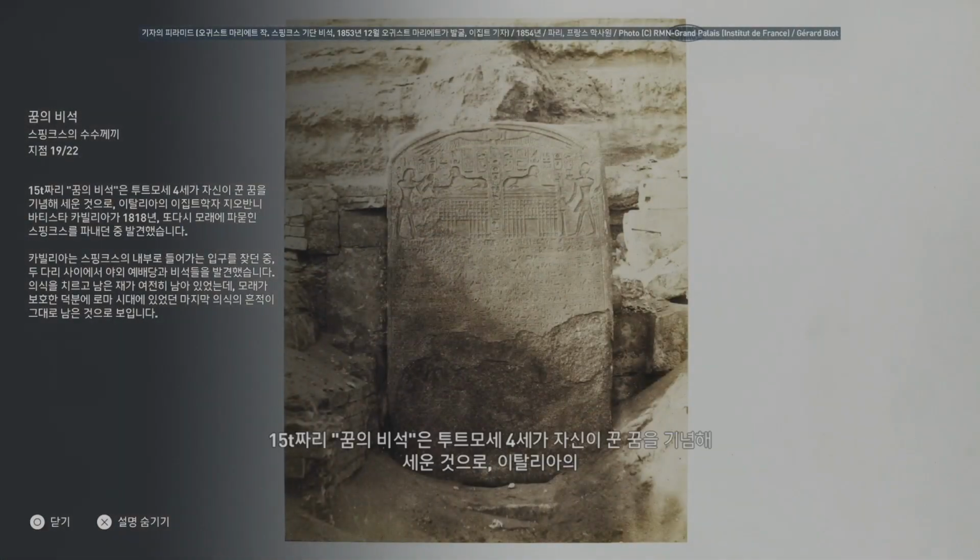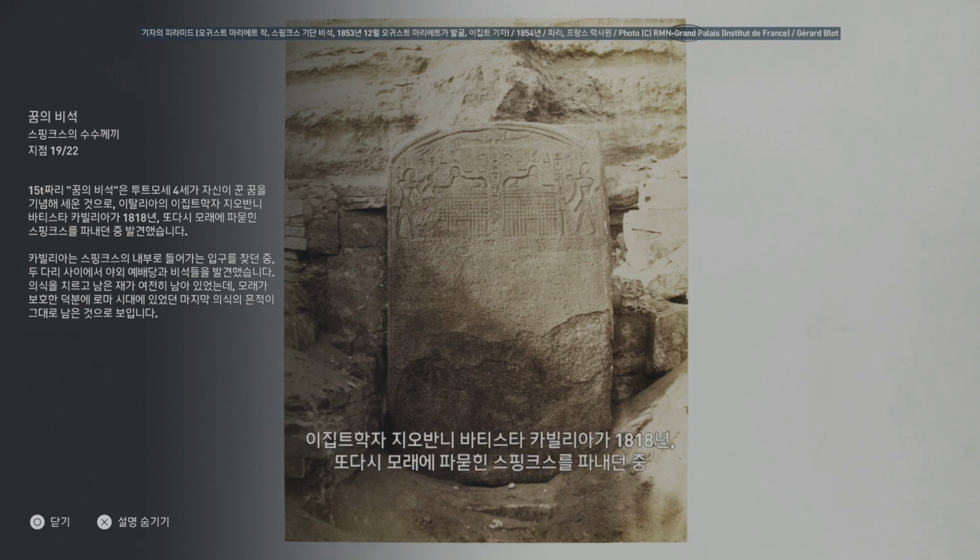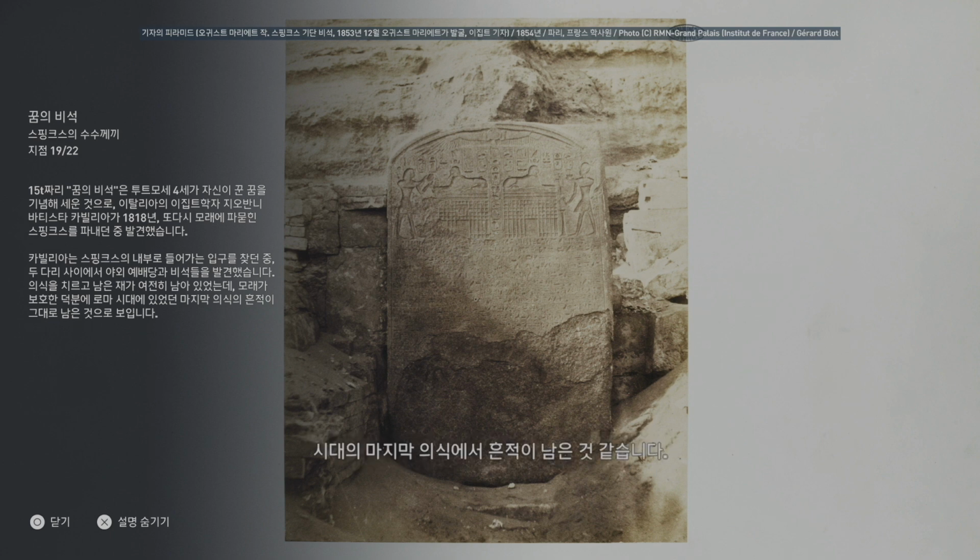The 15-ton Dream Stela built by Thutmose IV to commemorate his dream was discovered by an Italian Egyptologist, Giovanni Battista Caviglia, in 1818, when he undertook the task of freeing the Sphinx from the sand, which had yet again covered it. Caviglia was looking for an entrance into the structure of the Sphinx, but instead he discovered an open-air chapel and stelas between the paws. Ashes from a ceremony were still present. Protected by sand, they quite possibly were from the last ceremonies in Roman times.